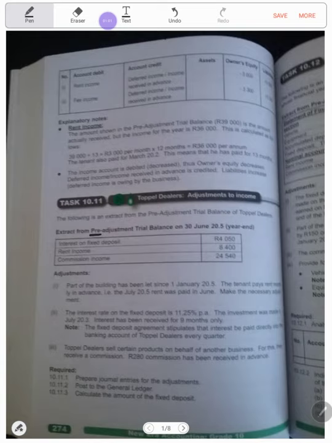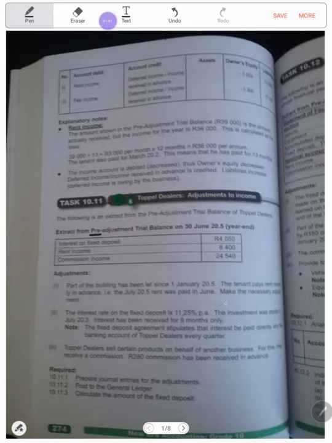Adjustment number 1. Part of the building has been let since the 1st of January 20.5. The tenant pays rent monthly in advance, i.e. the July 20.5 rent was paid in June. Make the necessary adjustments. Adjustment number 2. The interest on the fixed deposit is 11.25%. The investment was made in July 20.3. Interest has been received for 9 months only, and they've given you a note. The fixed deposit agreement stipulates that the interest be paid directly into the bank account of Topple dealers every quarter.